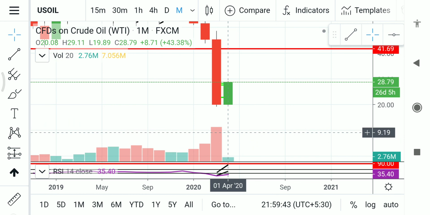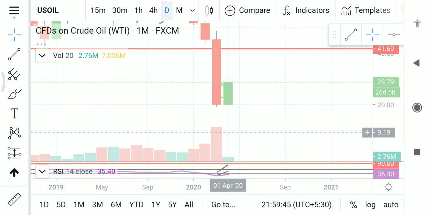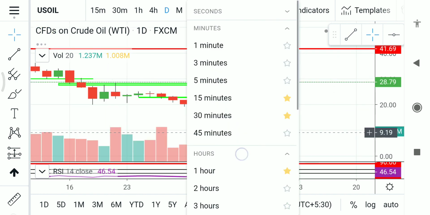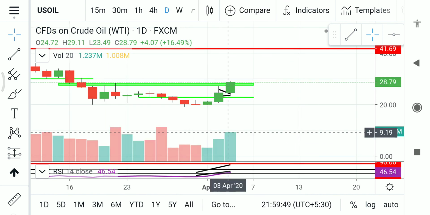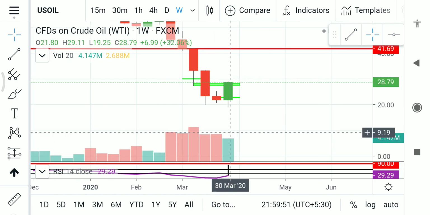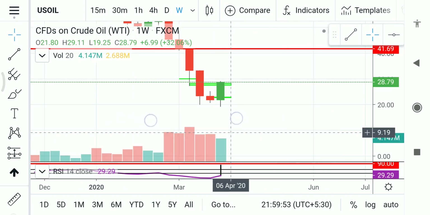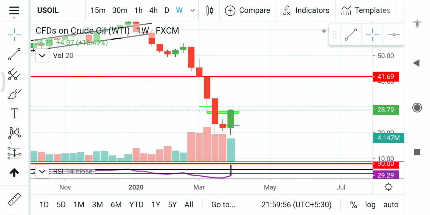Okay, on monthly I gave the stop loss and target. On daily I skipped because of the opening. On weekly I gave the target. Okay, fine. This is how I do my top down approach.